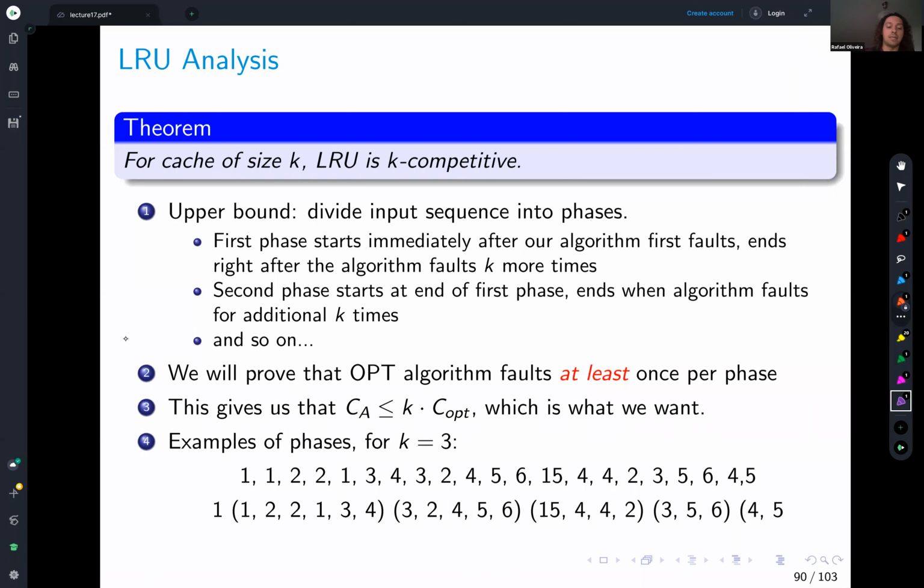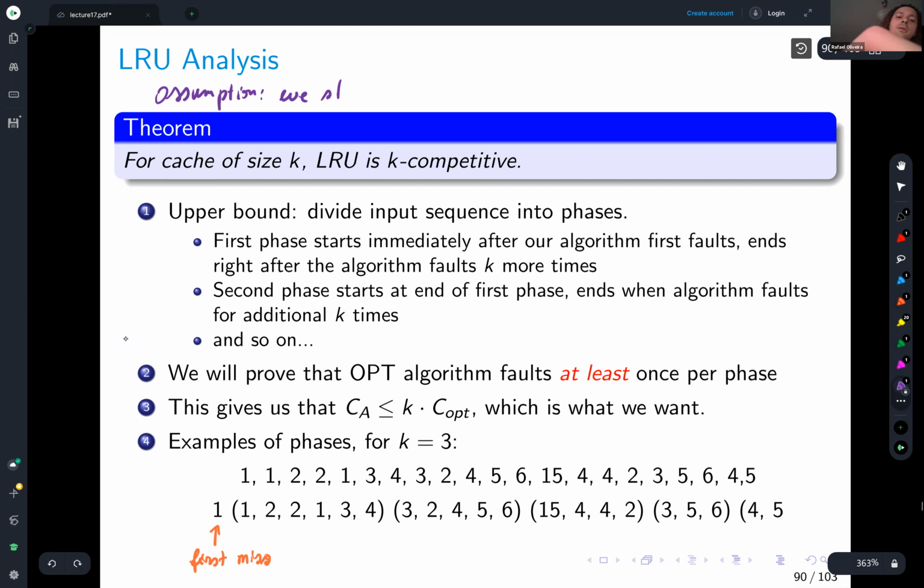Our phases will be exactly this. Remember, at first my cache is empty. So no matter what I request, I'm going to have a cache miss because there's nothing in my cache. Does that make sense? So in this first case, this is my first miss, always, because our cache is empty. Sorry, I forgot to say that our assumption here is that we start with an empty cache.